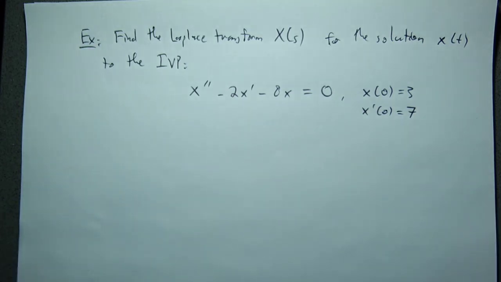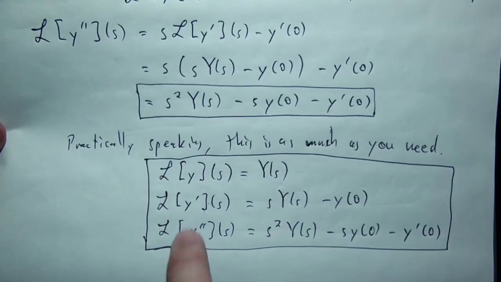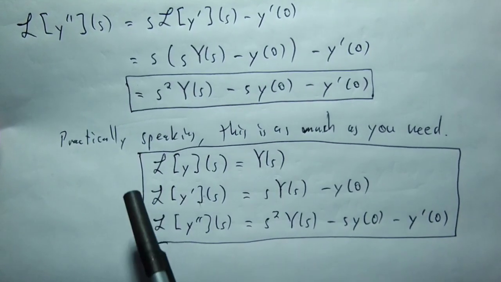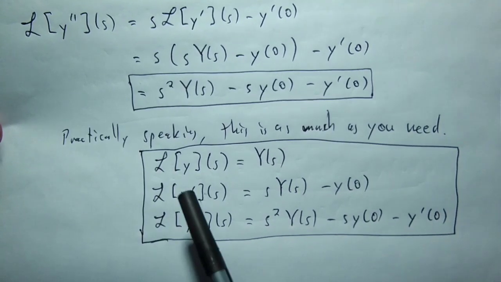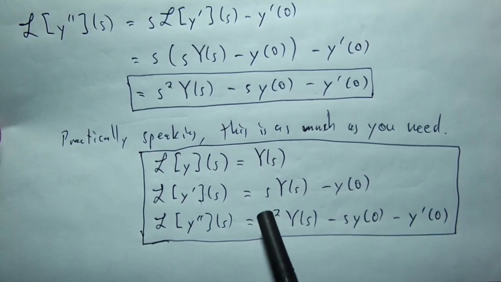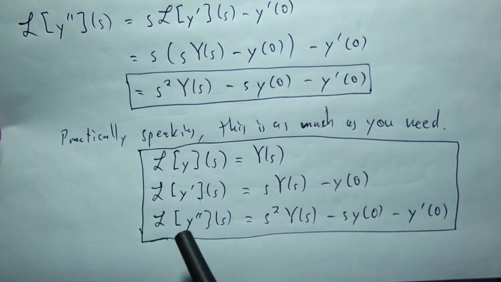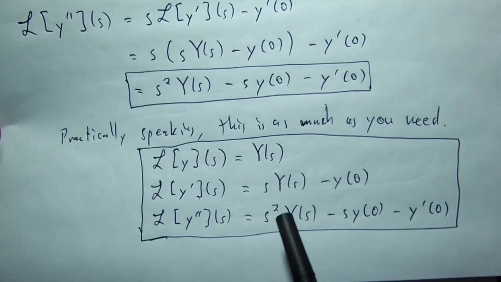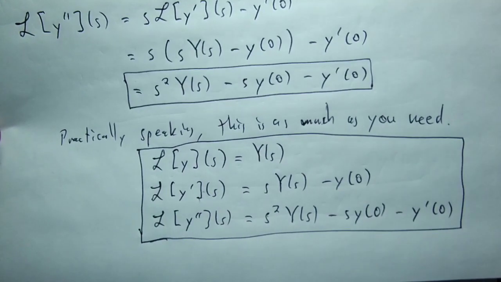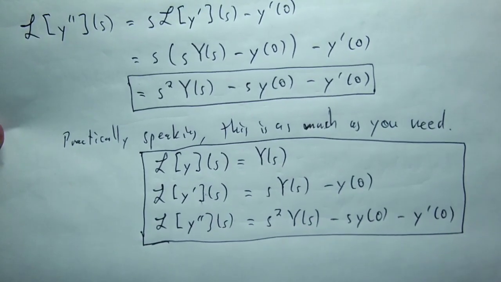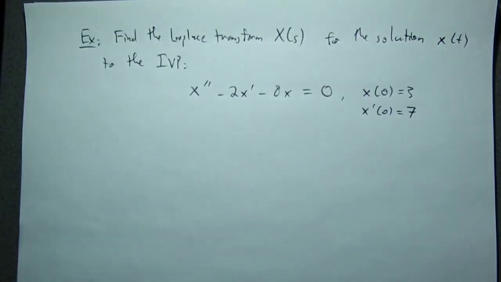So recall there were a couple of things. When you have some unknown function, in this case little y, we use the notation that the Laplace transform of our function little y is big Y. The Laplace transform of little y prime is then s times big Y minus little y of 0. And the Laplace transform of little y double prime is s squared big Y of s minus s y of 0 minus y prime of 0. You have to do this. You have to use these three facts in every single one of these Laplace transform problems. So let's do that now.